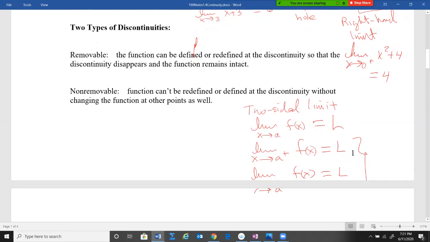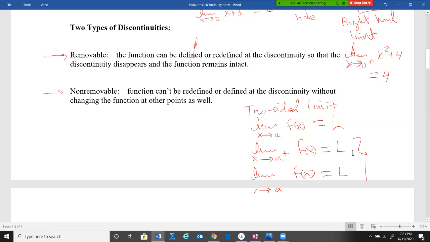Okay, now, since we're talking about continuities, discontinuities, we have two types. We have a removable and a non-removable. Okay, non-removable is if you have a function, you can't redefine it at more than a finite number of points. Otherwise we would consider the function to have non-removable discontinuities. The function can't be redefined or defined at the discontinuity without changing the function at other points as well.